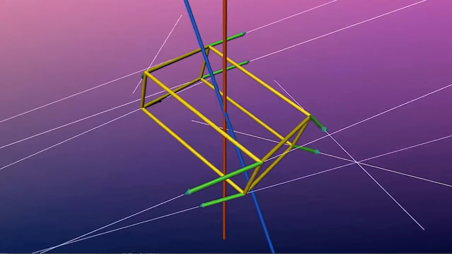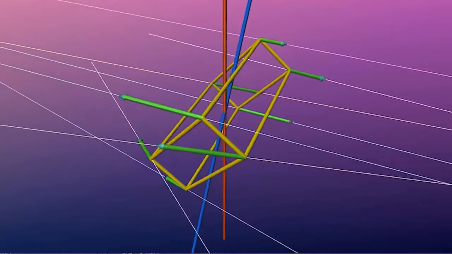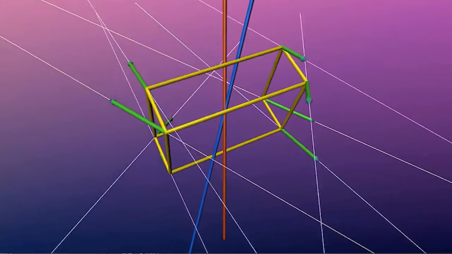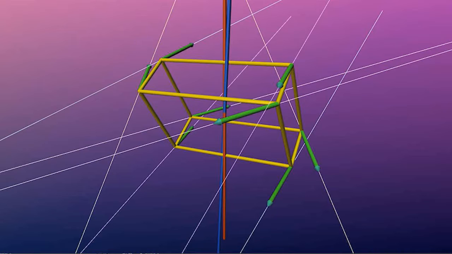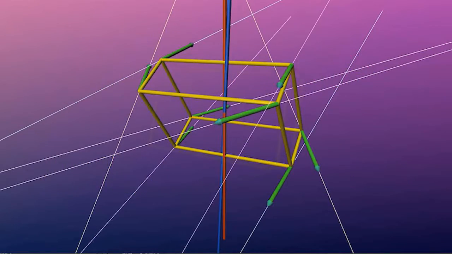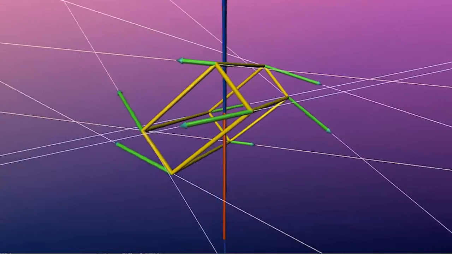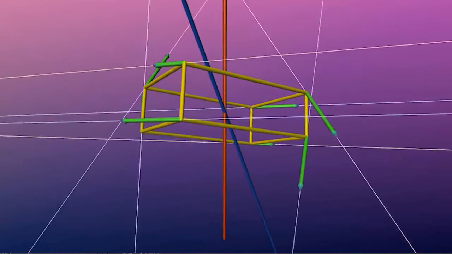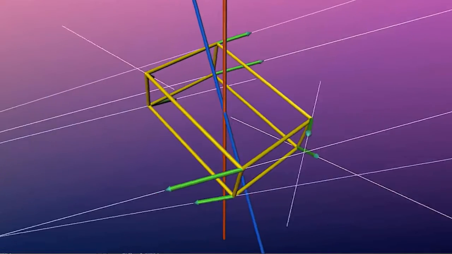We note in passing that what is usually called angular momentum is just a linear momentum that is carried by an ideal line. That is, all momenta are linear momenta. Because there are no extra forces, the momentum state sigma remains constant throughout the motion. We say it is conserved.